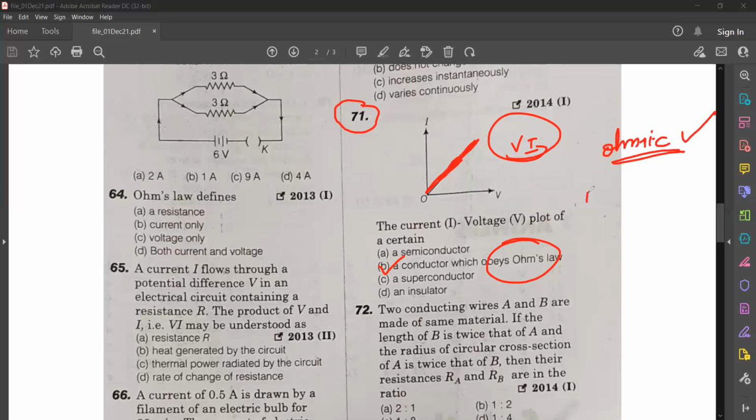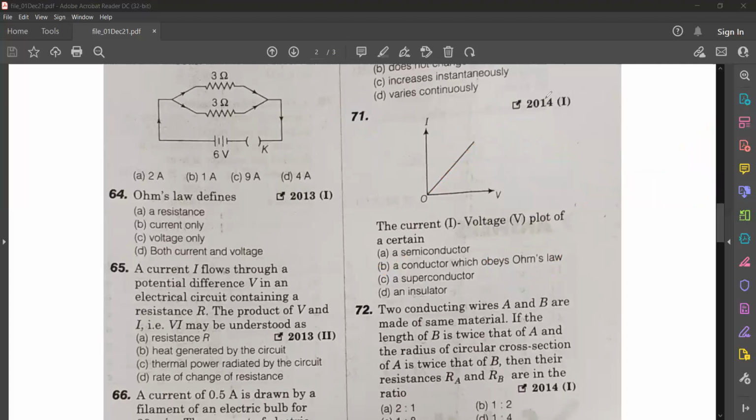A conductor which does not obey Ohm's law is known as non-ohmic conductor. A conductor which obeys Ohm's law is known as ohmic conductor. So this is a conductor which obeys Ohm's law, that is ohmic conductor. Now moving to question number 72.